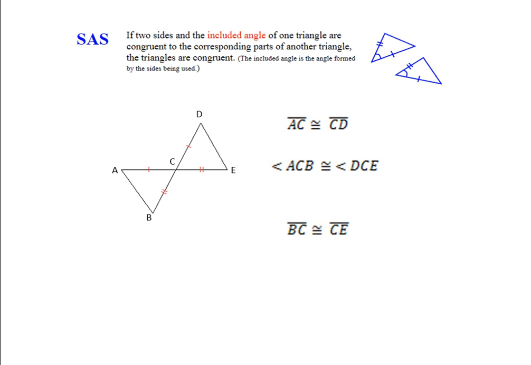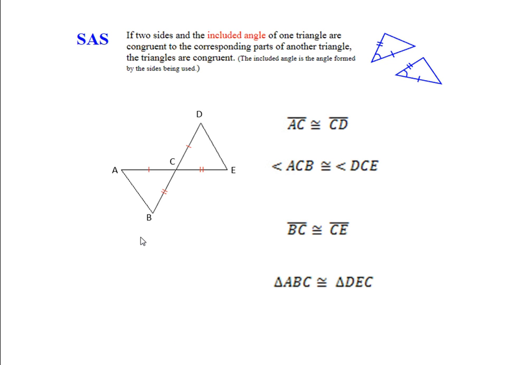So since we have the 2 sides and the included angle, our triangle congruency statement is triangle ABC is congruent to triangle DEC. And once again, you have to make sure that the corresponding sides match up and the corresponding angles match up.